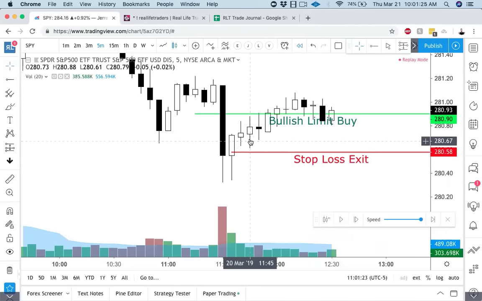We didn't close above the high of this candle. We didn't take out any bearish candles. We didn't take out any bearish volume really at any particular point in time other than this guy. And that would have been the only trade that you could have made.